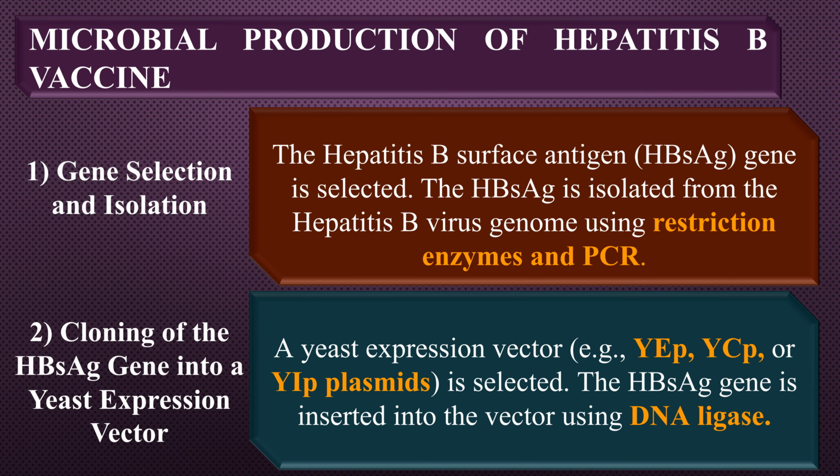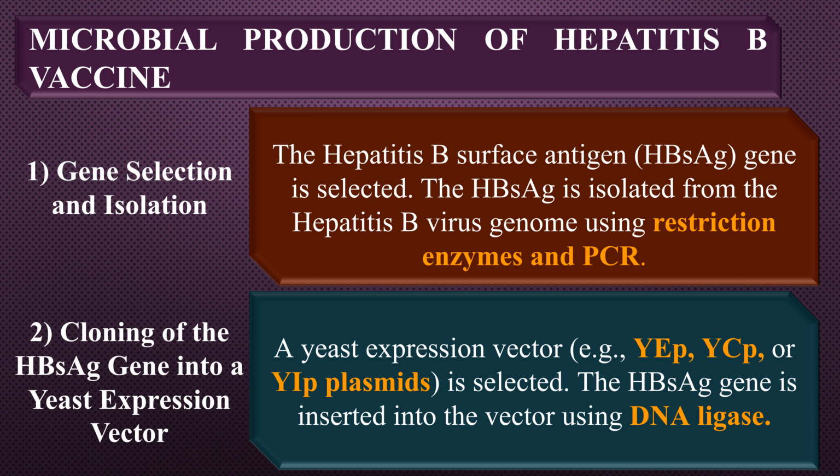Microbial production of recombinant hepatitis B vaccine. Step 1. Gene selection and isolation. The hepatitis B surface antigen gene is selected for its immunogenic properties. The DNA sequence encoding hepatitis B surface antigen is isolated from the hepatitis B virus genome using molecular biology tools like restriction enzymes and PCR.